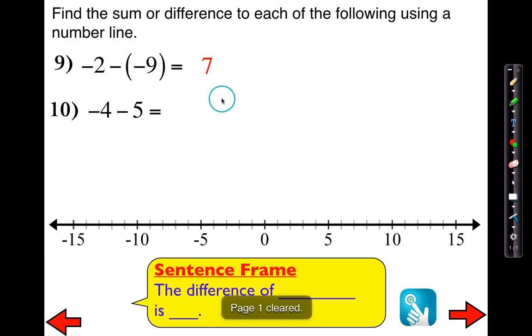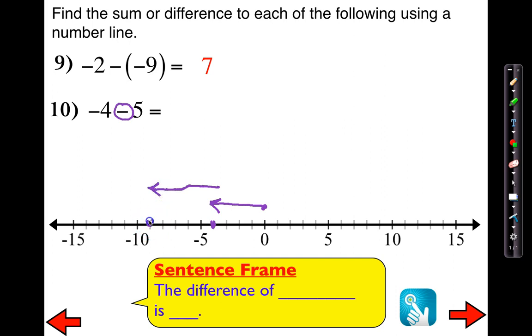So here, number 10. I'm going to go ahead and show you this one as well. Starting at the origin, I'm going to go to negative 4 first. This subtraction means I'm going to go backwards. I'm going to go backwards 5. So starting here, I'm going to go backwards 5. 1, 2, 3, 4, 5. Which leaves me at negative 9.